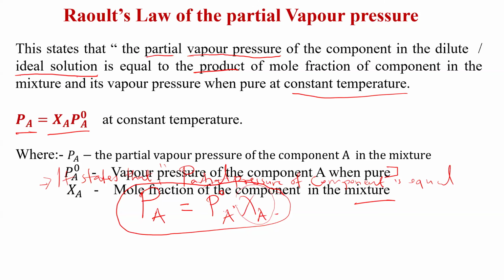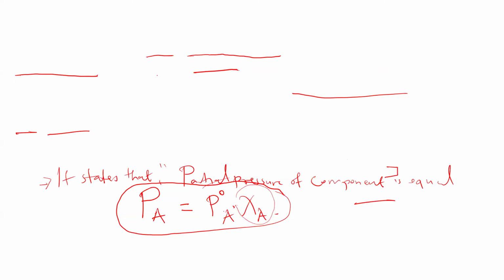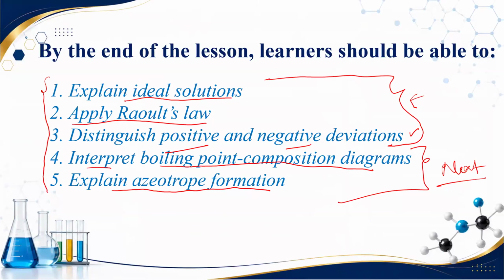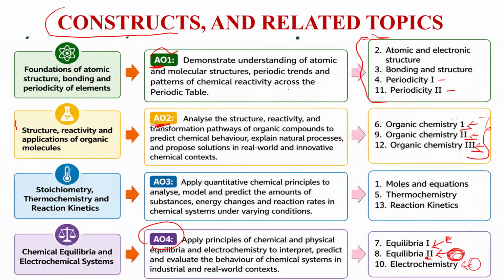But now the question is, what is this ideal solution? Don't forget our learning objectives today. We should be able to understand what an ideal solution is, and then we apply Raoult's law. We have already understood what Raoult's law is, but we need to understand what an ideal solution is. Then after that, we see those which deviate from the ideal solution positively and those which deviate negatively. So I expect us to participate very much here.